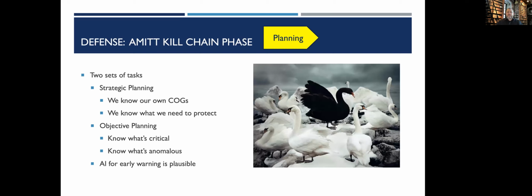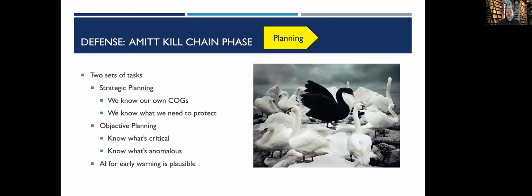So planning, if you remember, for the attacker, planning was red, AI wasn't very useful. For defense, it's actually a little bit better. And here's what the difference is. We know what our centers of gravity are. We know what makes us tick. We know what we need to protect. And so we also know for objectives what's critical and what's not critical. And so that allows us to use AI for early warning.